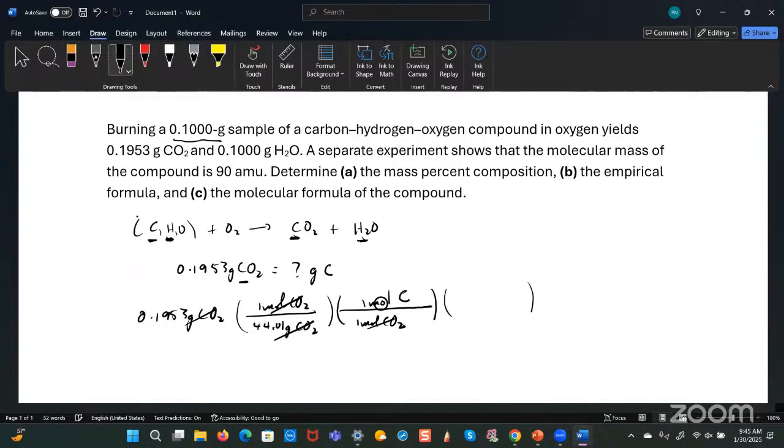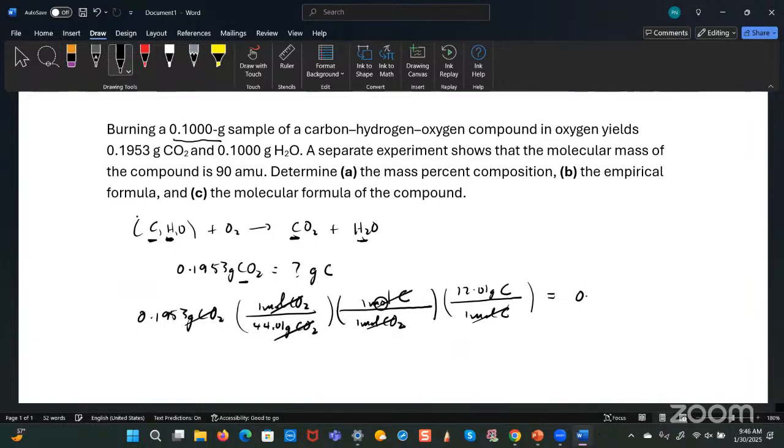Then the next conversion factor is where we convert from moles of carbon to grams of carbon. And this is where the molar mass comes in. You consult the periodic table, and of course, you'll see that for carbon, the molar mass is 12.01 grams of carbon for every 1 mole of carbon. So that will go with that. And then you do the number crunching, and that will give you the mass of carbon in the carbon dioxide. So that's 0.1953 divided by 44.01 times 12.01. And then according to my calculation, again, please check to make sure I'm doing the right thing. But this is what I got.